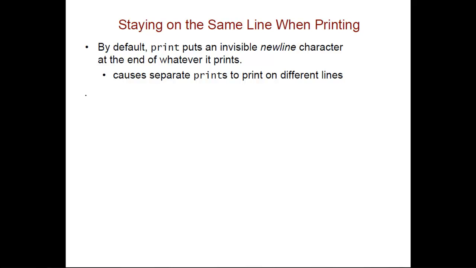By default, when you call the print function, it's going to put an invisible new line character at the end of whatever you have asked it to print. And that's what causes separate print statements to print on different lines. So for example, if we have this for loop where we're printing i times 5 for different values of i, because that print statement is executing 7 different times, we're going to get 7 lines of output.